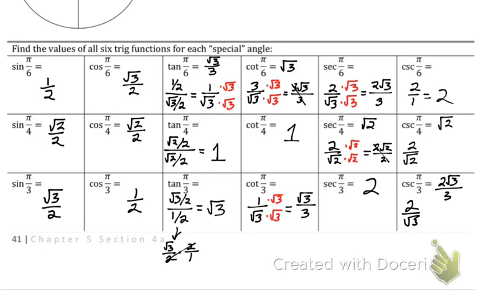All right, any questions on any of those values? Does anyone need me to hold this up just for a little bit longer so they can make sure they got it right? Okay.